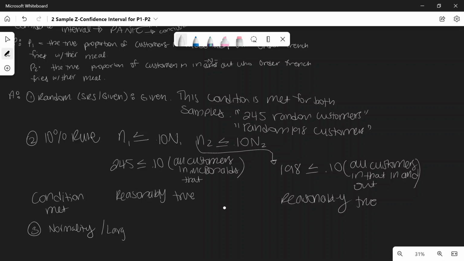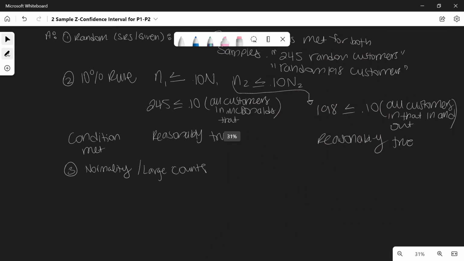or large counts. There's two different names for it. So normality or large counts condition. Basically, this one is where the following has to be met. Your sample size times your point estimate, or your proportion, has to be greater than or equal to 10, and this has to be true for both proportions. So we also have to do it for proportion 2.